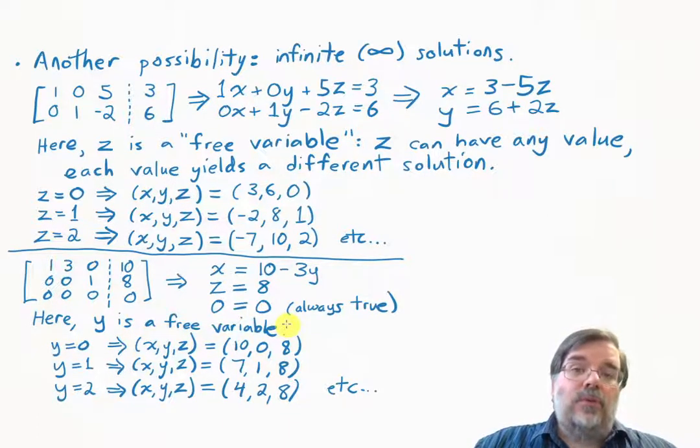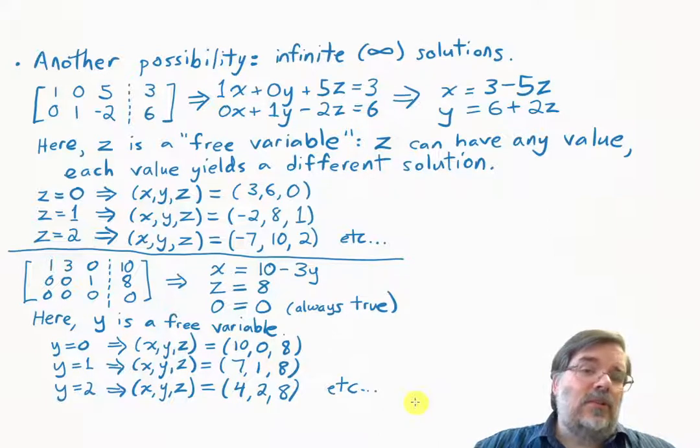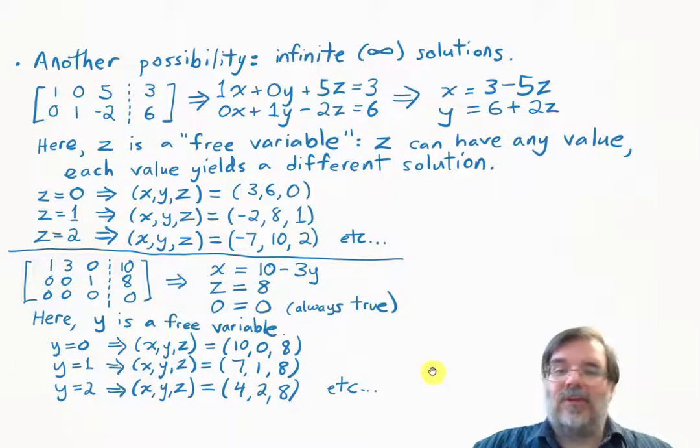Every value you choose for y will give you new values for x and z, leading you to your solutions. So once again, you could pick y equals 0 and plug that in here. You would get x equals 10, y we chose to be 0, and z is always 8. You could choose y equals 1 and get another point, y equals 2 and get another point, and so on. So we have infinitely many solutions sometimes. That happens when we're solving equations.